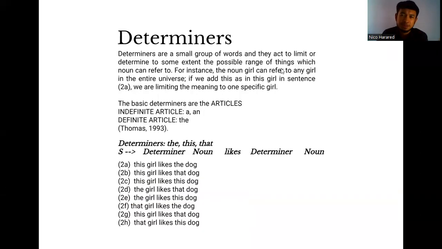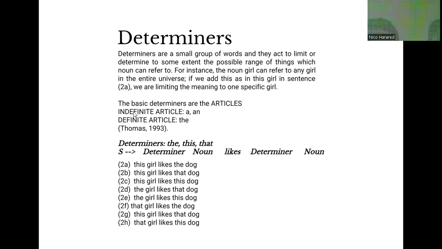And also we have determiners. So what are determiners? Determiners are a small group of words, and they act to limit or determine, to some extent, the possible range of the things which a noun can refer to. For instance, the noun girl can refer to any girl in the entire universe. But if we put this girl in the sentence, we are limiting the meaning to one specific girl.